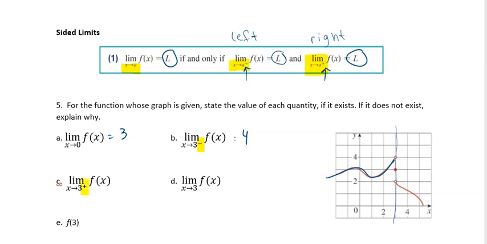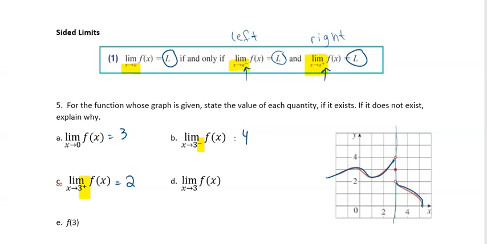Look at part C. Now we're approaching 3 from the right. But look, approaching 3 from the right is all the way down here. From the right means we're going to trace our function headed towards 3 from the right of 3. And it looks like we're down here at 2. It's okay that these aren't the same for parts B and C because we're only considering the one side.